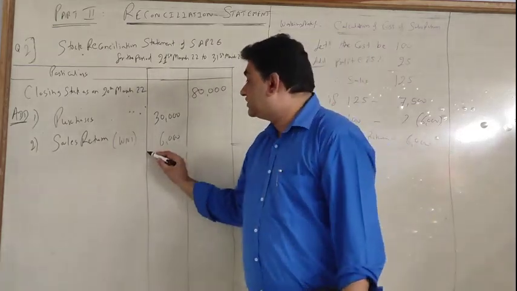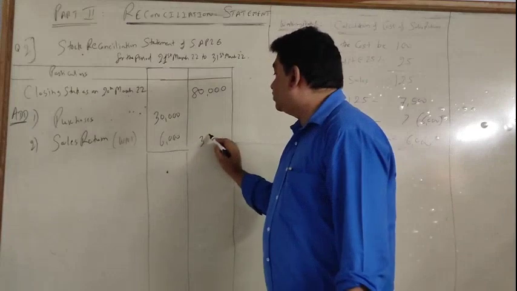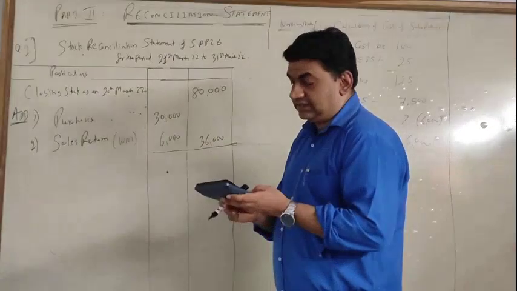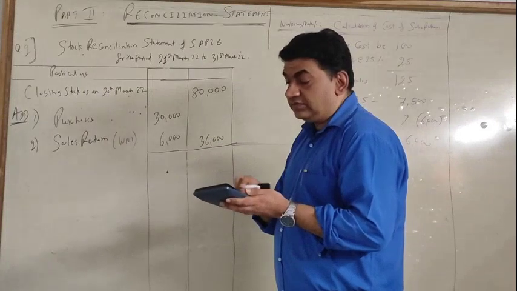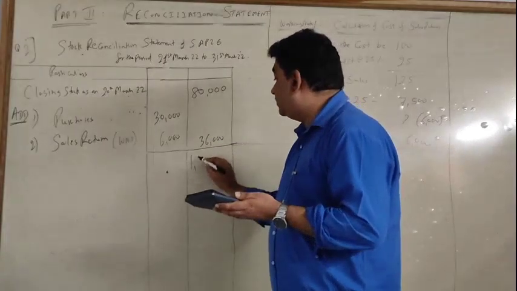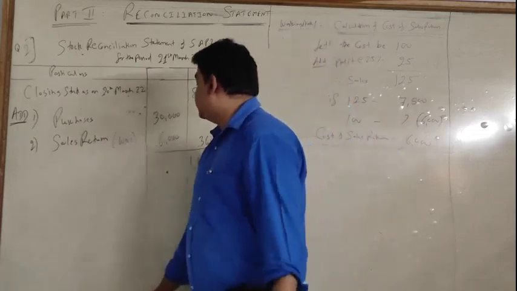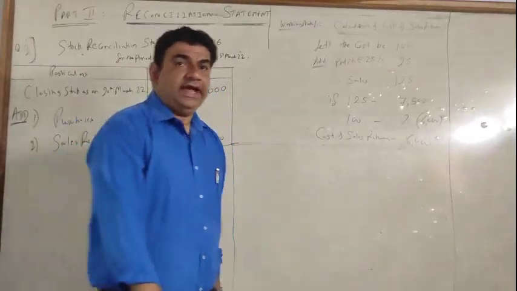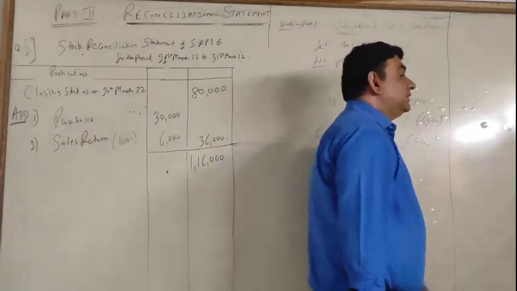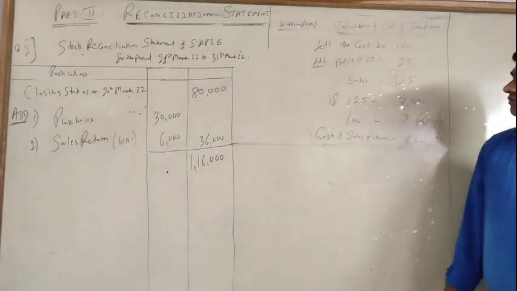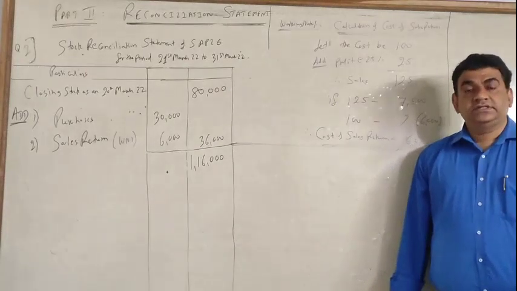We have put in brackets working note. So 30 plus 6, 36. Add 36 to 80,000. So you get 1,60,000. Add 36,000 to 80,000. You get 1,60,000. Got it?